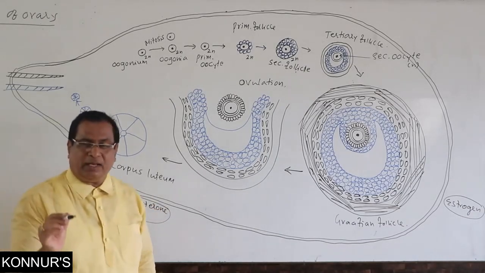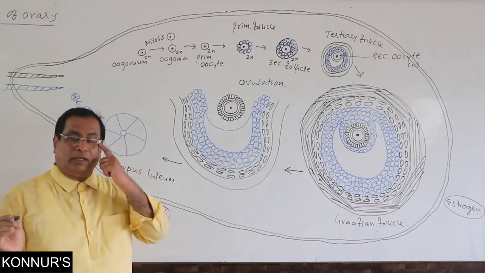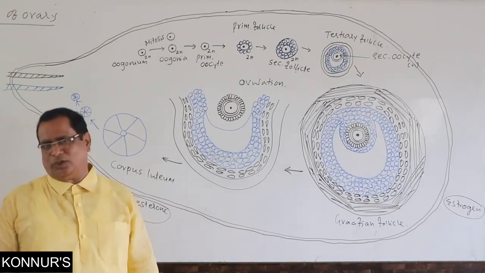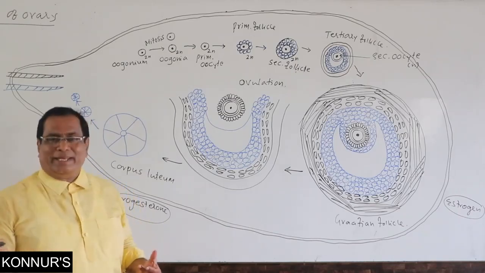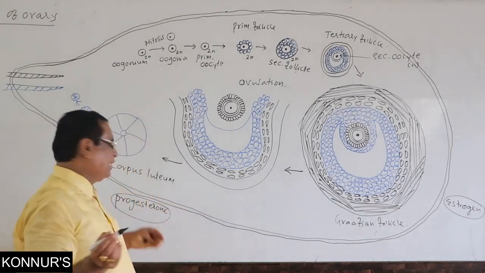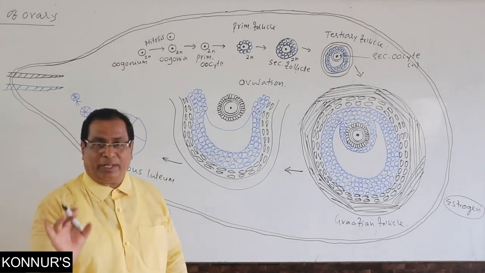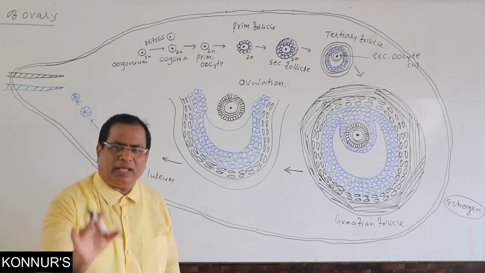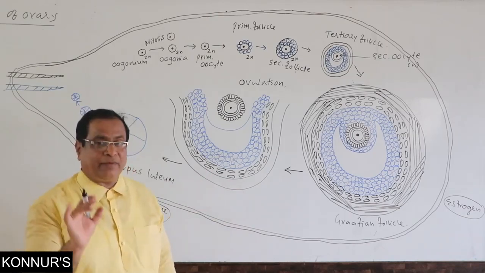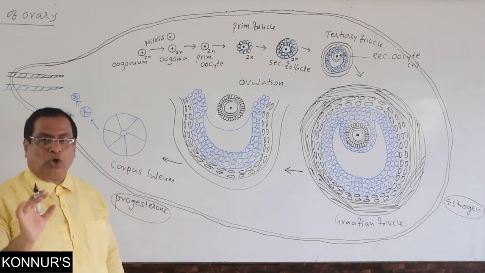There are two female sex hormones. One is estrogen, another is progesterone. But there is a single male sex hormone, that is testosterone. In ovary, what are the hormones produced? Two hormones, estrogen and progesterone in general. But particularly, estrogen is produced from Graafian follicle and progesterone is produced from corpus luteum.